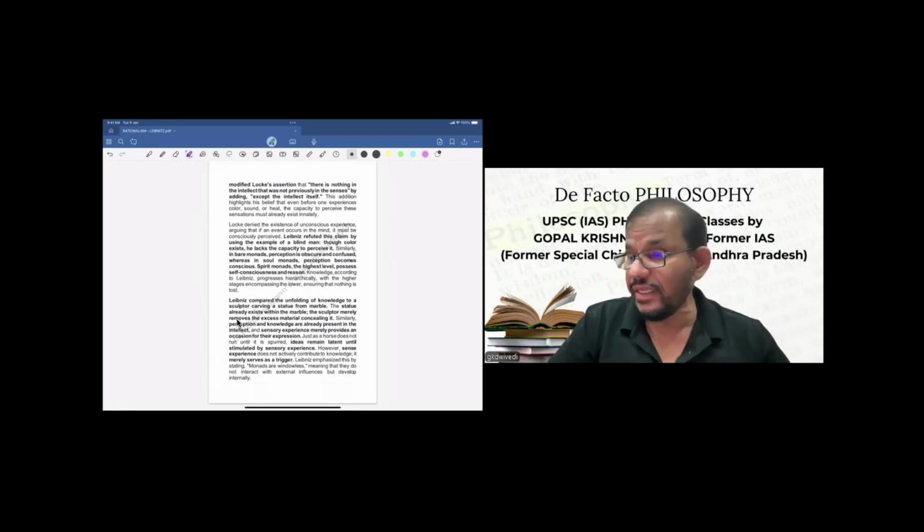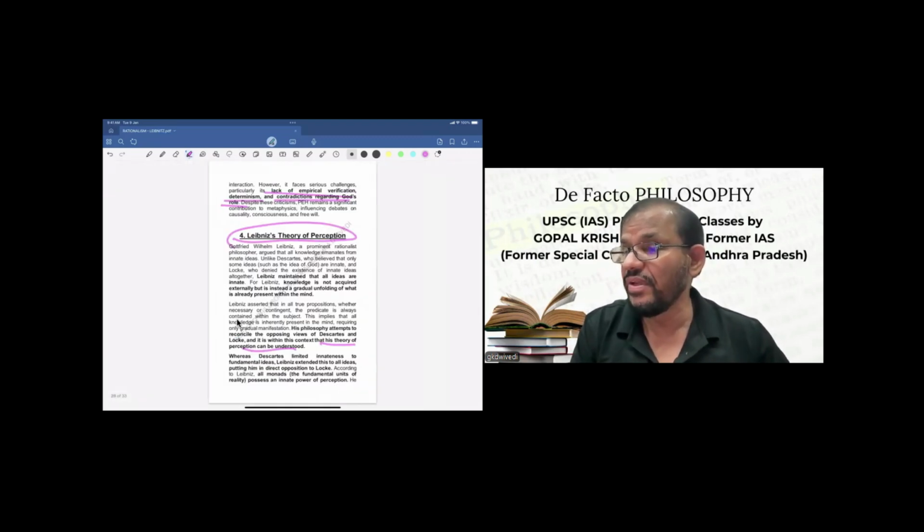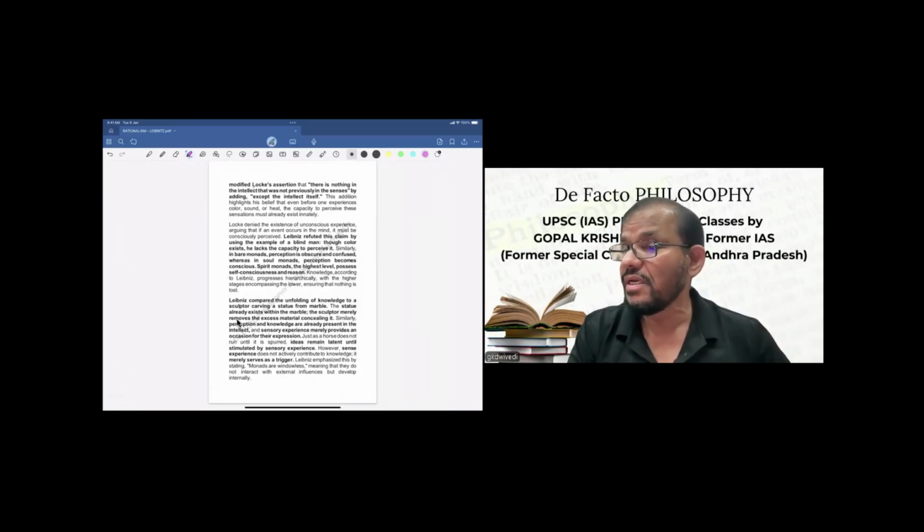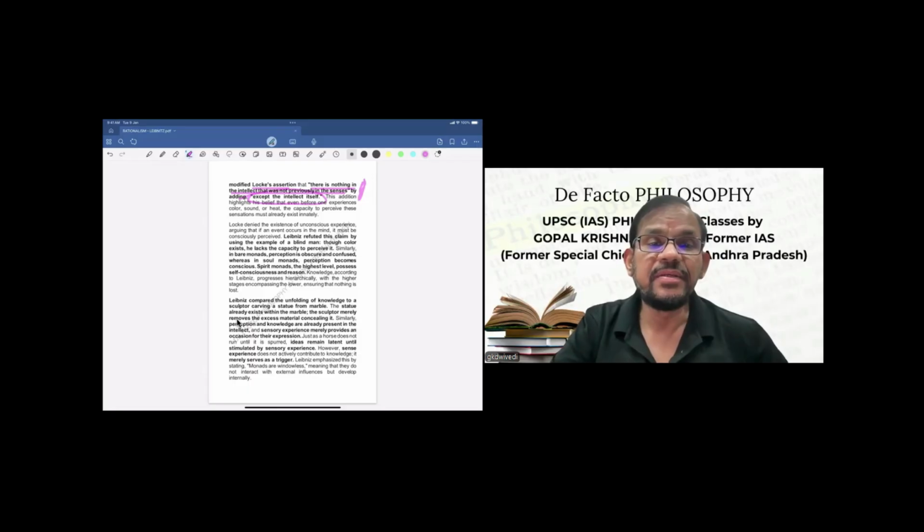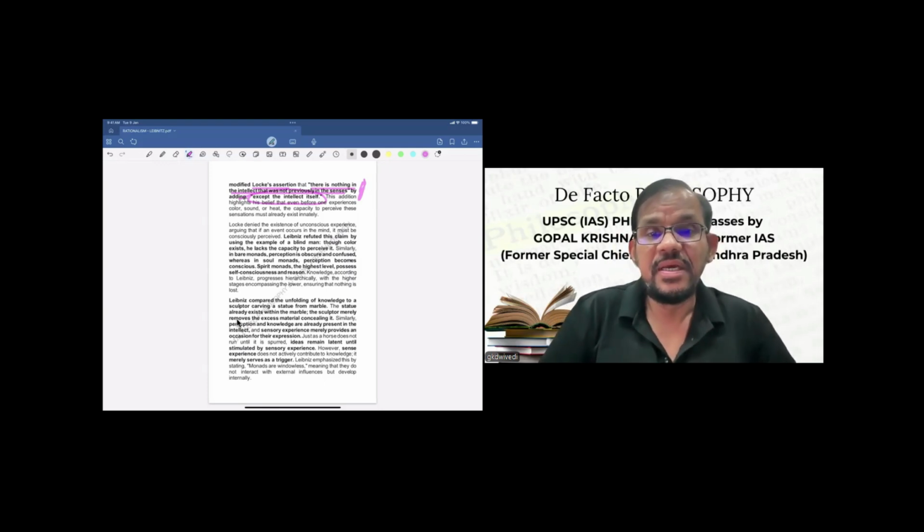He modified Locke's assertion. If we remember, we have already discussed earlier that Locke's assertion is that there is nothing in the intellect which was not previously in the senses. This much Locke has told. Now, what Leibniz added is: except the intellect itself. This addition highlights his belief that even before one experiences color, sound, or heat, the capacity to perceive these sensations must already exist innately. So this is basically his theory of perception.